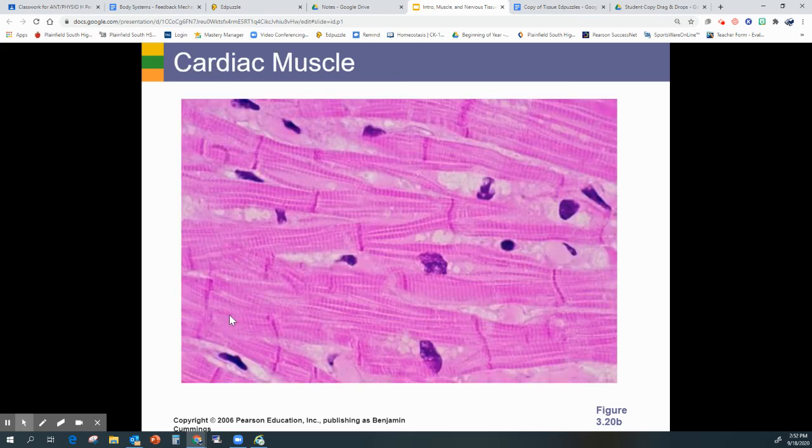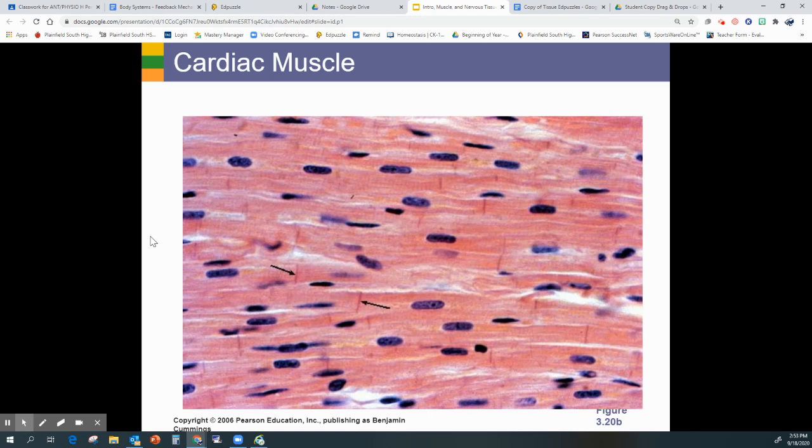Here's another slide of that. Again, you can see not as many nuclei. We still have the striations, but now you can see these really dark lines, these intercalated discs, in between each one of those cells. So here's one line, here's another line, and there's one cell in between. Very different from the skeletal muscle slide that I showed, where the cell goes all the way across and is unbroken. This one has these lines that break it apart.